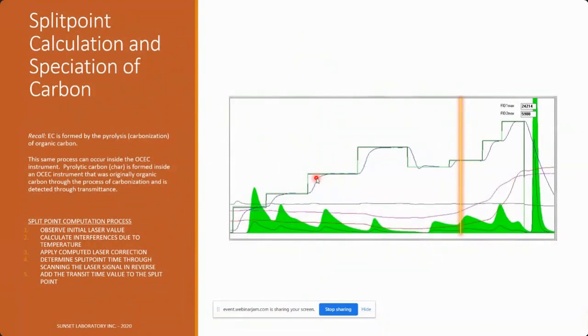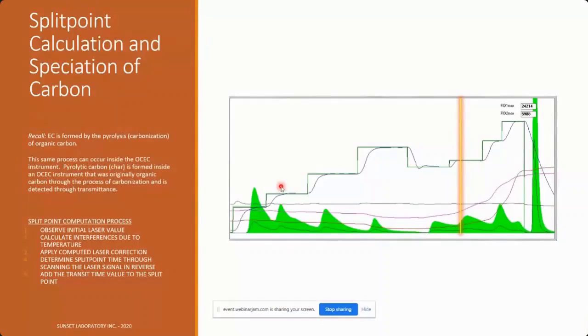For the split point, this can sometimes be a little bit confusing for people, but overall, the process is probably less confusing than it might sound. Mainly what I want to draw people's attention to is on one of the first slides, I talked about the formation of EC through the pyrolysis or carbonization process of organic carbon. This happens in the absence of oxygen, and this same process can occur inside the instrument.